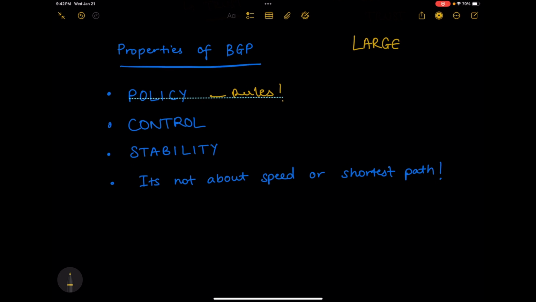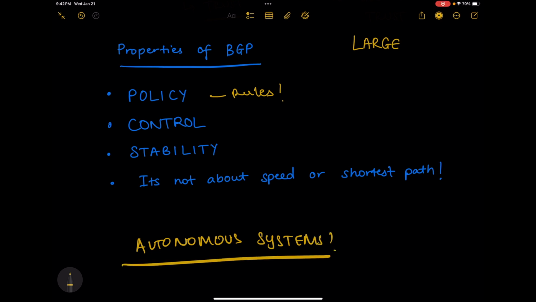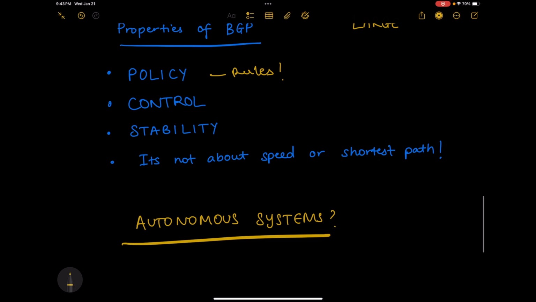Formally, BGP is an interdomain routing protocol that exchanges routing information between autonomous systems. Let's discuss what autonomous systems are in the next video.